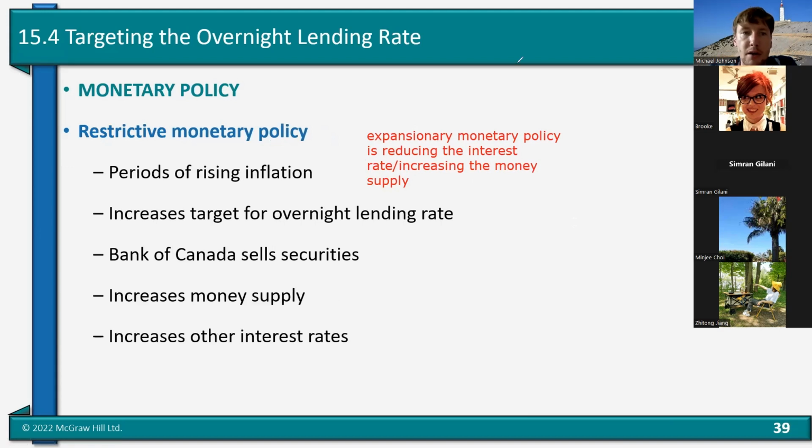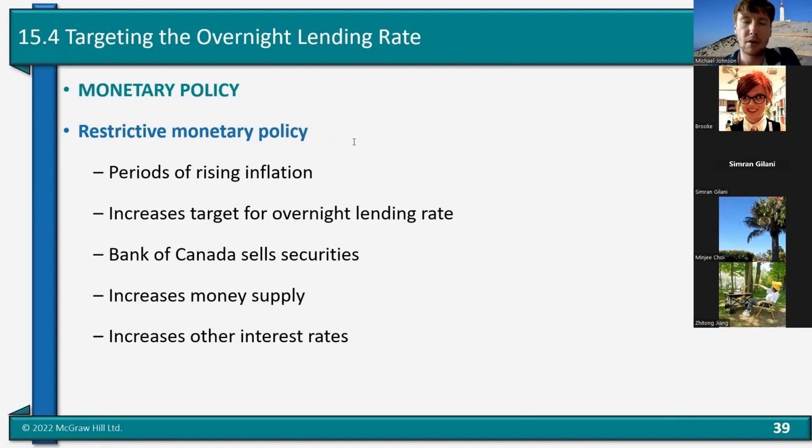And then restrictive monetary policy is used in periods of rising inflation. It increases the target for the overnight lending rate, the Bank of Canada sells securities, decreases the money supply, and increases other interest rates. So restrictive monetary policy is when you reduce the money supply and have higher interest rates.